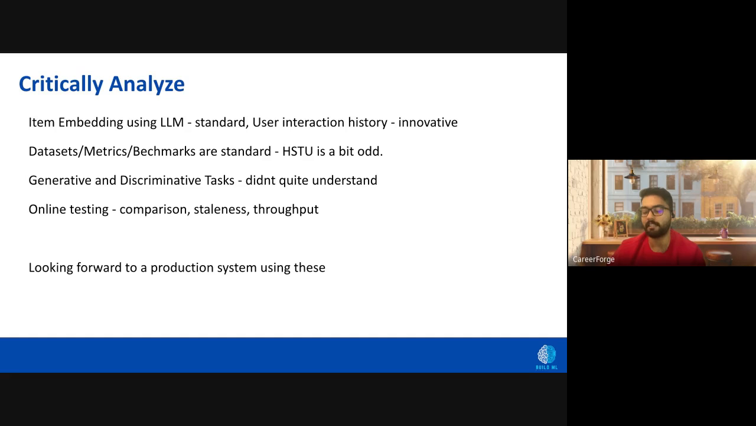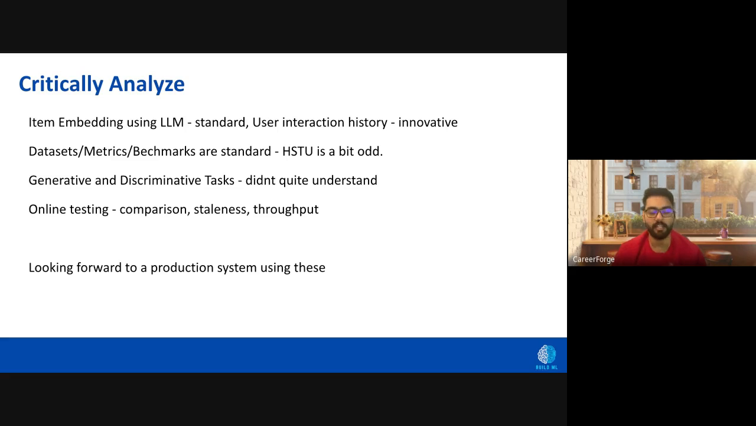But in the online testing, they don't give a lot of results, I feel. And they could have done a bit better to help understand how it's actually performing in an online setting, especially like I mentioned, latency, throughput, staleness, stuff like that. So that I feel like they could have done a bit better.